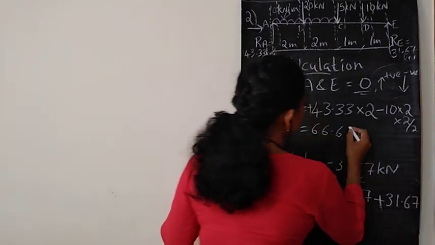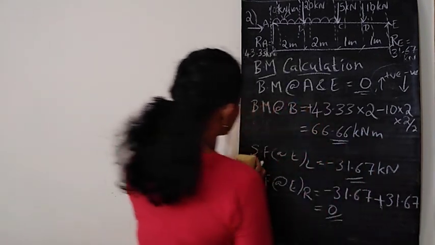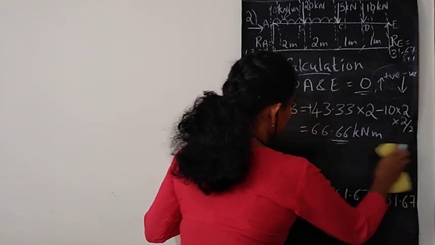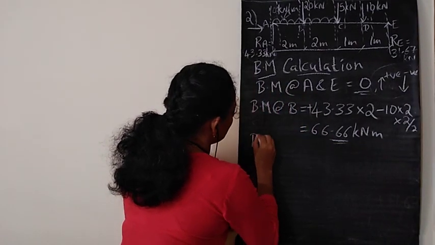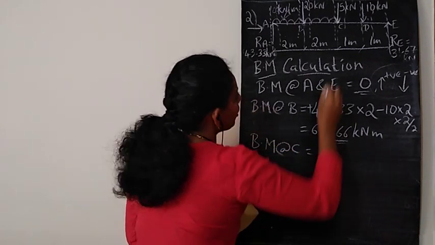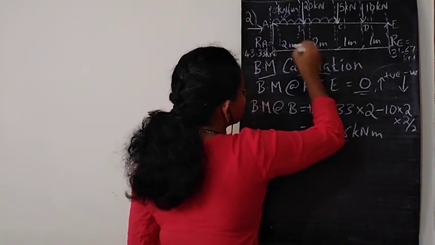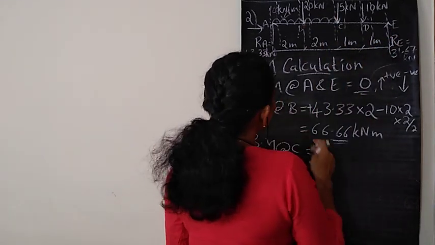66.66 kilonewton meter. Unit is kilonewton meter. It will come with the point D, point C, bending moment at point C. This is your point. So you have to consider. You can do from this side or that side. We'll check from both these sides.